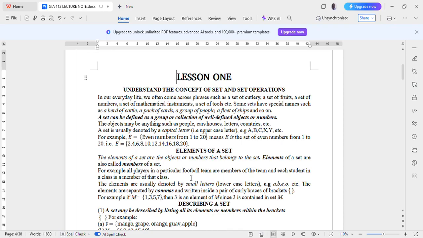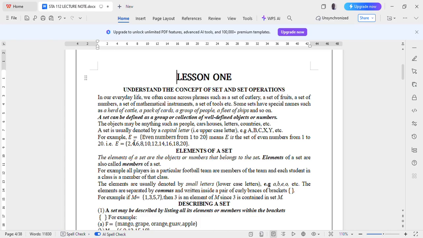Not in small letter. If you use a small letter to represent a set, then that is no set. So look at the example here. If capital E is equal to, open a curly bracket, the even numbers from 1 to 20, those numbers could be listed. You can see it is listed here. E is equal to 2, 4, 6, 8, 10, 12, 14, 16, 18, 20. So these are the set of even numbers from 1 to 20.